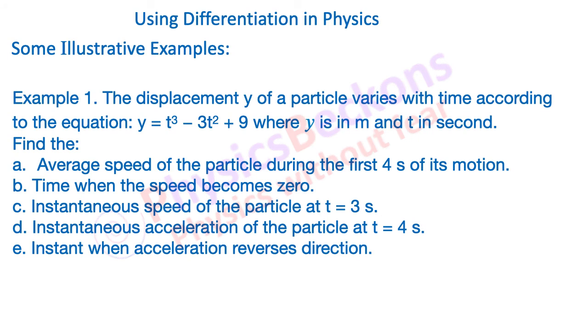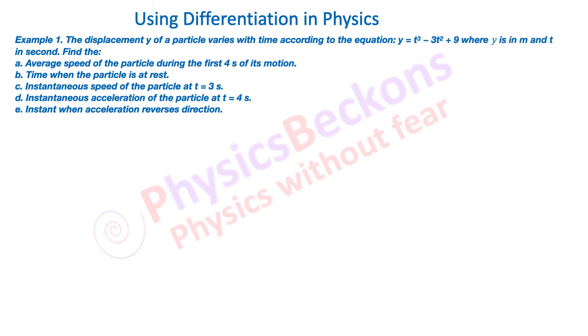We need to find the average speed of the particle during the first 4 seconds, the time when the speed becomes 0, the instantaneous speed at t equal to 3 seconds, the instantaneous acceleration, that is the rate of change of speed, at t equal to 4 seconds, and the instant when the acceleration reverses its direction. Here is the problem again for your reference on the screen.